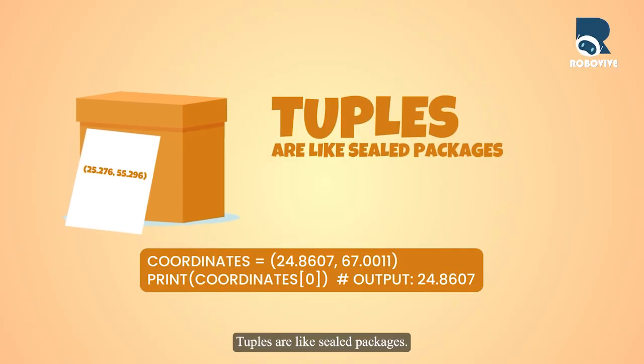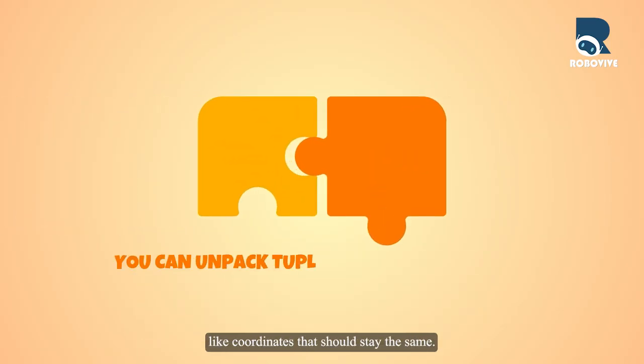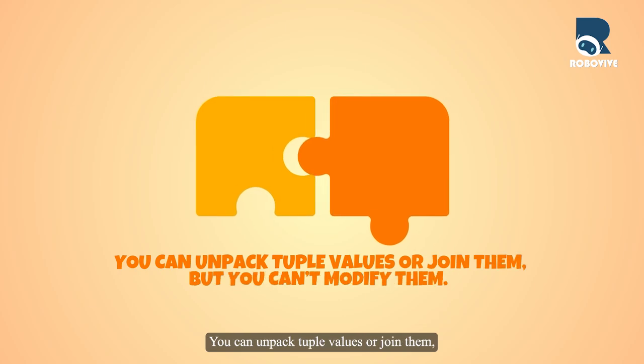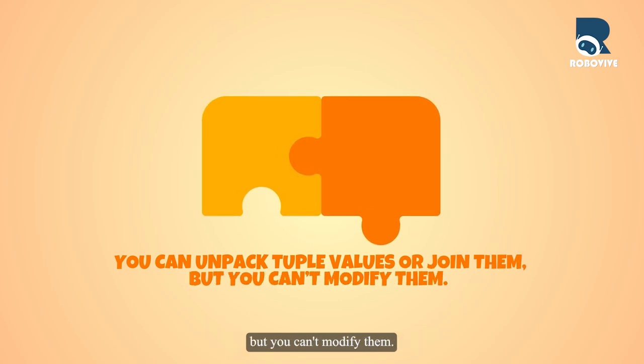Tuples are like sealed packages. Once created, they cannot be changed. They are perfect for storing constant data, like coordinates that should stay the same. You can unpack tuple values or join them, but you can't modify them. Tuples are faster than lists and can even be used as dictionary keys.